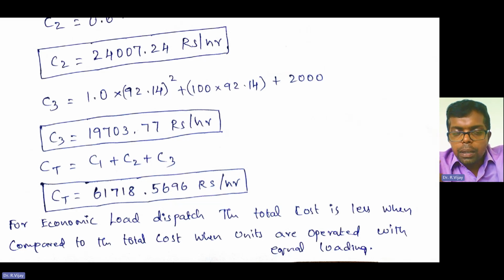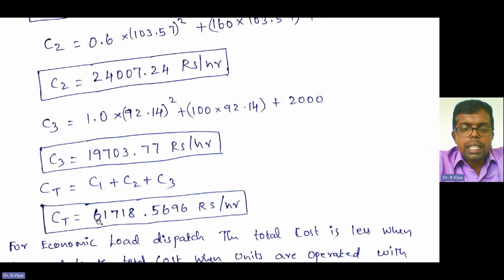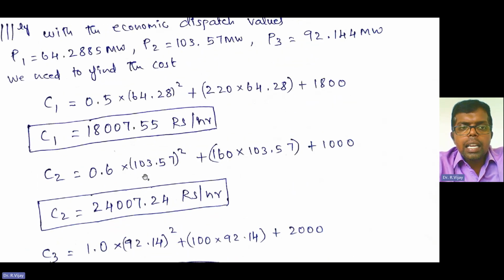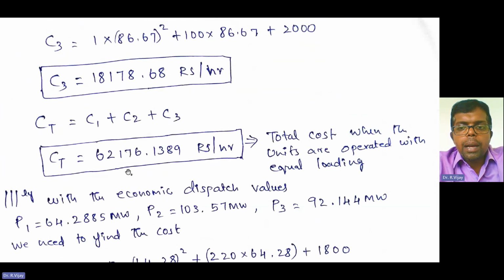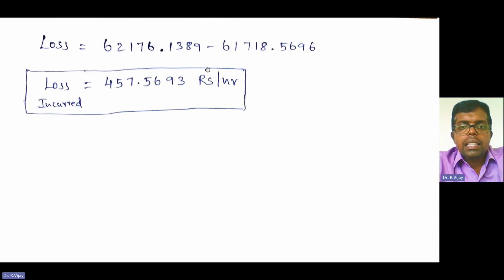So we got the economic load dispatch, and from it we are finding out the cost. That cost only we are getting less, so you need to remember that. Now, what is asked in the problem is the loss incurred. The loss incurred is the difference between the total cost calculated with the economic load dispatch value and the total cost we calculated from the equal loading, where the units are operated with equal loading. We take the difference of these two costs.